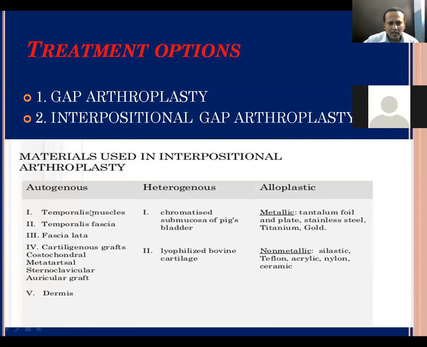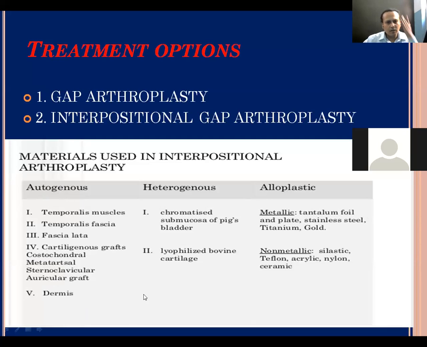Autogenous materials are temporalis muscle, temporalis fascia, fascia lata, and cartilaginous grafts, those are osteochondral, metatarsal, sternoclavicular, and auricular grafts, and dermis. Fat can also be placed. These are the autogenous grafts which can be used in interpositional arthroplasty. Heterogenous materials are chromicized submucosa of gall bladder, lyophilized bovine cartilage, and others.